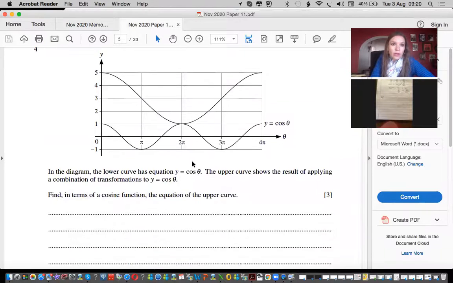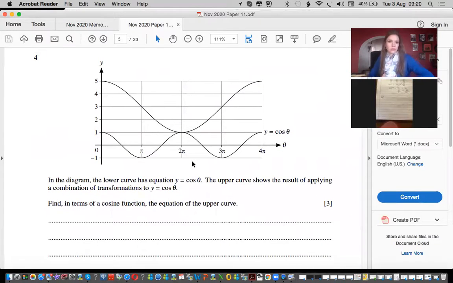Question 4, okay, trig graphs, not everyone's favorite. In the diagram, the lower curve has y equals cos x. Please notice that this is a normal cos graph. Starts on the top, dips down at 90, turns 180. If you guys are struggling with radians, just remember this is 180, this is 360. Don't be put off by the fact that it's in radians.